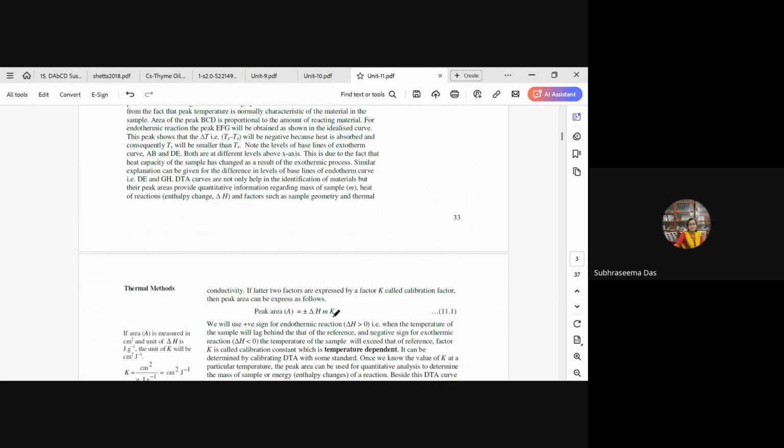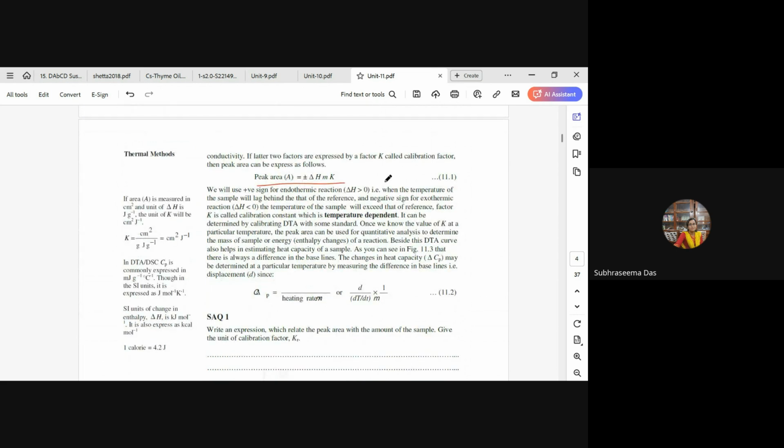Other factors are sample geometry and thermal conductivity. If these two factors are expressed by a constant k called the calibration factor, then the peak area is calculated as plus or minus delta H into m into k. The positive sign is used for an endothermic reaction, when delta H is greater than 0, that is, when the temperature of the sample will be behind that of the reference.